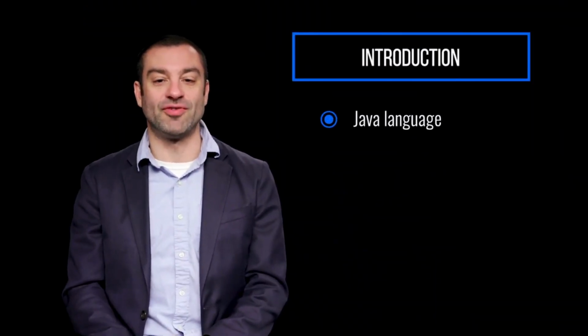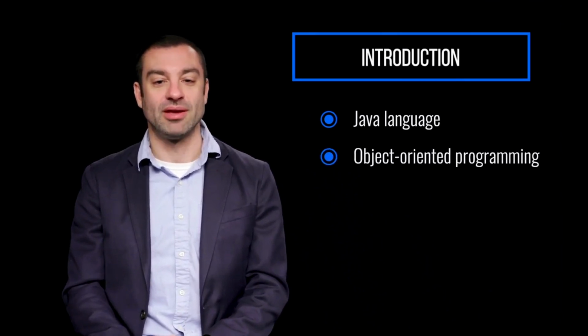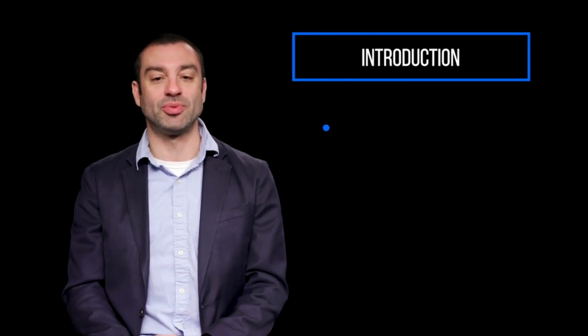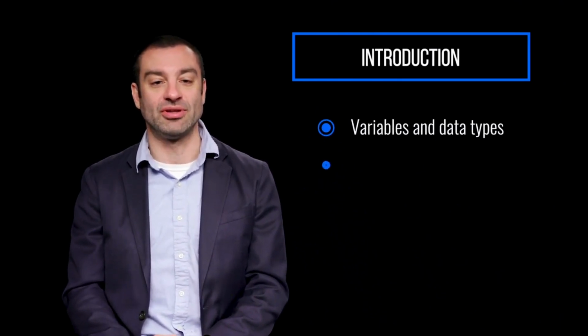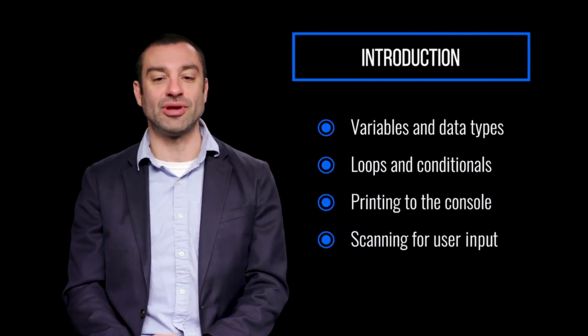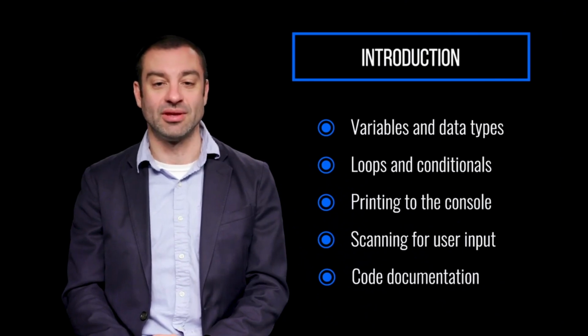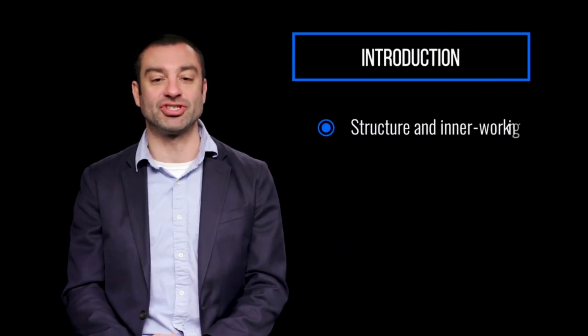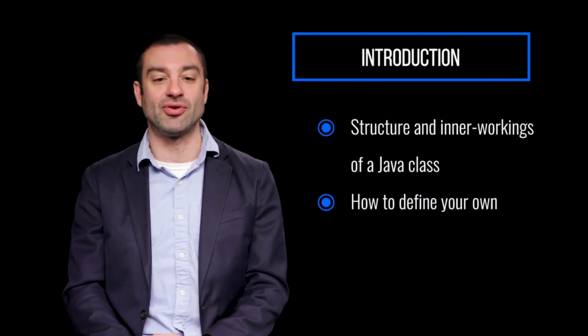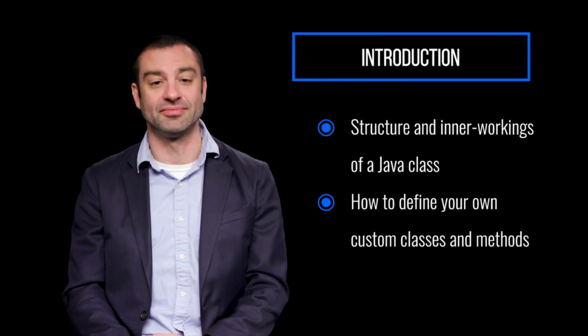Welcome to the Java portion of this course. This module provides an introduction to the Java language and object-oriented programming. It includes an overview of Java syntax, in particular, how it differs from a language like Python. Topics will include variables and data types, loops and conditionals, printing to the console, scanning for user input, and code documentation. This module also explains the structure and inner workings of a Java class and teaches you how to define your own custom classes and methods.